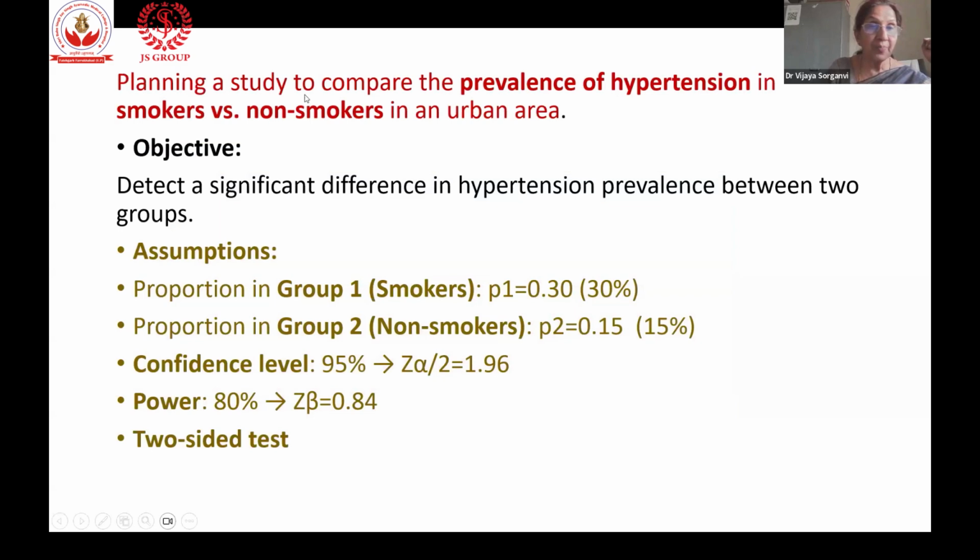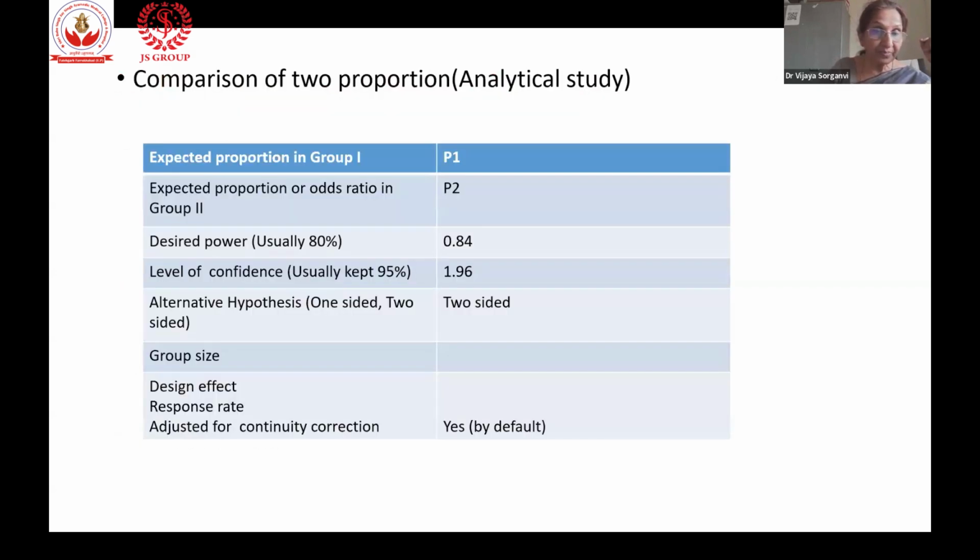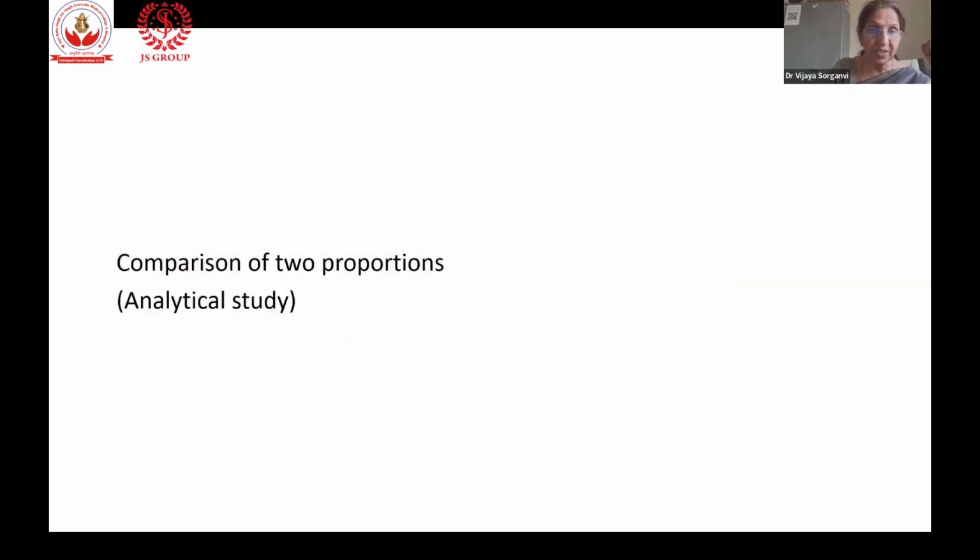Say we want to do a comparative study of the prevalence of hypertension in smokers and non-smokers in an urban area. Okay, so group 1 proportion is 30%, group 2 non-smokers is 15%. As usual, 95% confidence level, and power we consider 80%. For 80%, Z beta is 0.84, and we decided to consider H1 as two-sided. So these are our assumed values. Comparison of two proportions.